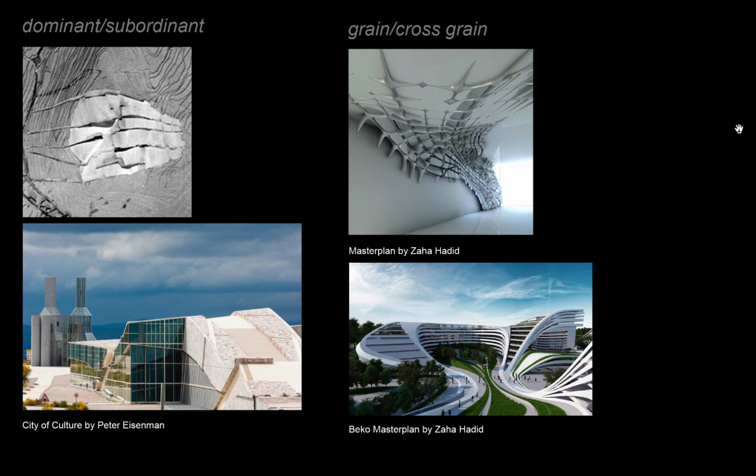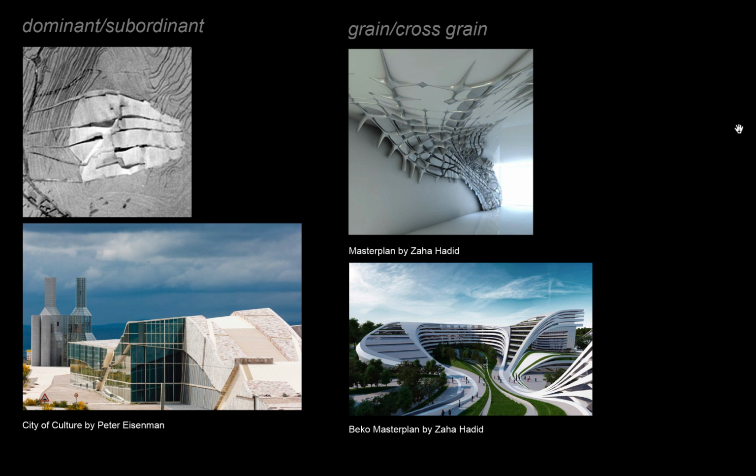Some other ideas that are going to start to come up are dominant and subordinate. On the left-hand side, you've got a project by Peter Eisenman. This is the same project. Up top is a picture of the model of that project, and down lower is an actual picture of the building. But in the top, you can see that there are these long grains or dominant grains that go across the project. They're very large cuts. These buildings are huge. There's like 8 or 9 buildings in this one project.